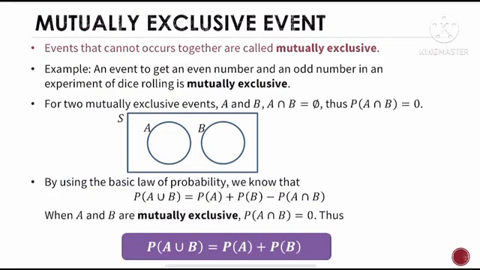Events that cannot occur together are called mutually exclusive. For example, the events of getting an even number and an odd number in an experiment. For two mutually exclusive events, A intersect B is null. Thus, P(A intersect B) equals 0. Mutually exclusive events can be represented as a Venn diagram, where we can see that A and B do not intersect each other. By using the law of probability, we know that P(A union B) equals P(A) plus P(B) minus P(A intersect B). When A and B are mutually exclusive, P(A intersect B) equals 0. Thus, P(A union B) equals P(A) plus P(B).